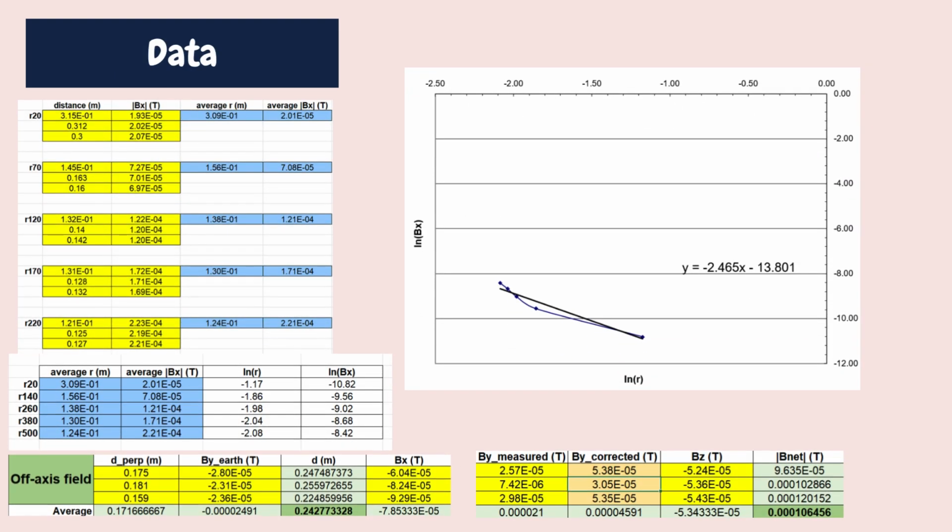So here is the data that I was referencing. For instance, if we had to find the magnetic field of the 20, 70, 120, we would just have to find the distance that would yield that result. And Excel would linearize all of these results for us, so that we can then get this graph that has y equals negative 2.465x minus 13.801, because this is what we need to calculate the next thing.